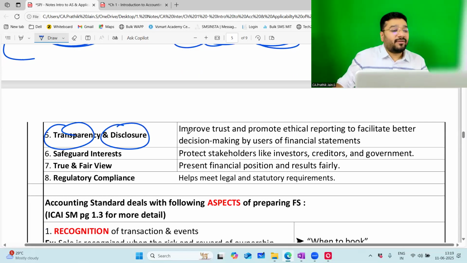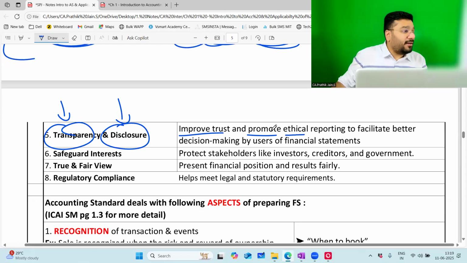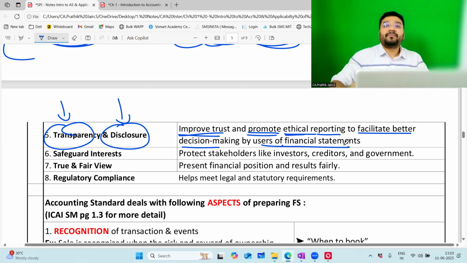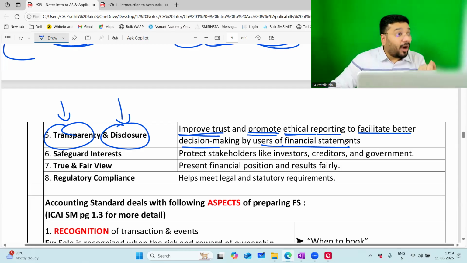Transparency and disclosure. The financial statement that you prepare should have transparent information. You should give adequate disclosure based on which I can make my decision. Improve trust and promote ethical reporting. The accounting standards you follow, and the financial statement that you prepare based on them, should improve trust and promote ethical reporting to facilitate better decision making by the users of financial statements. The information that you disclose should help me decide whether I should give money to the company or not.